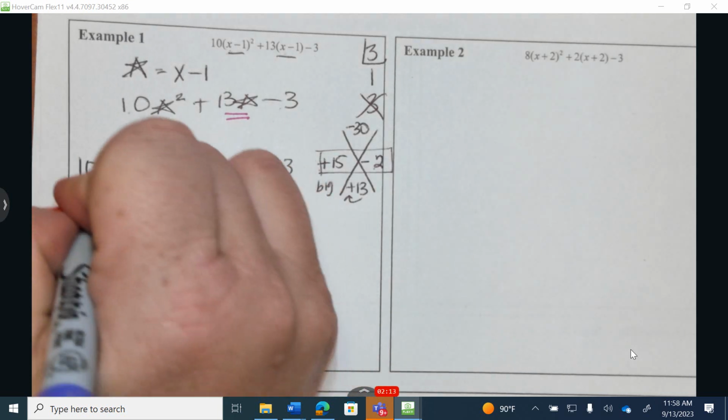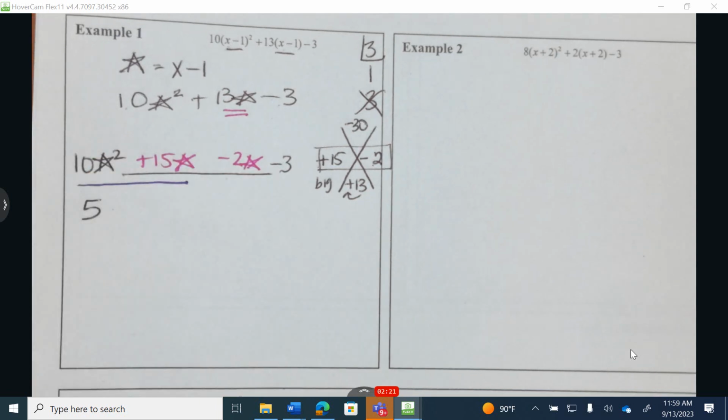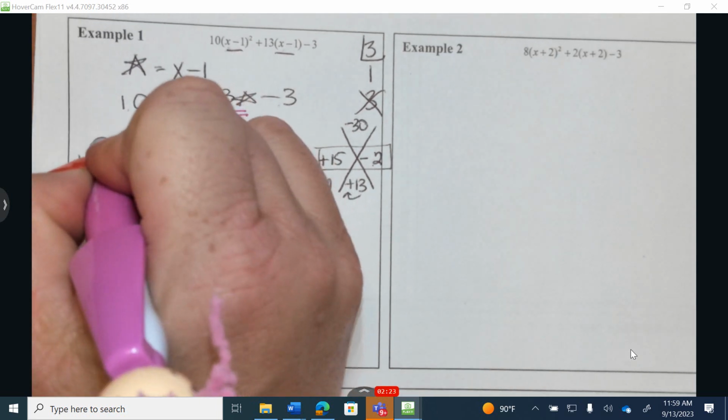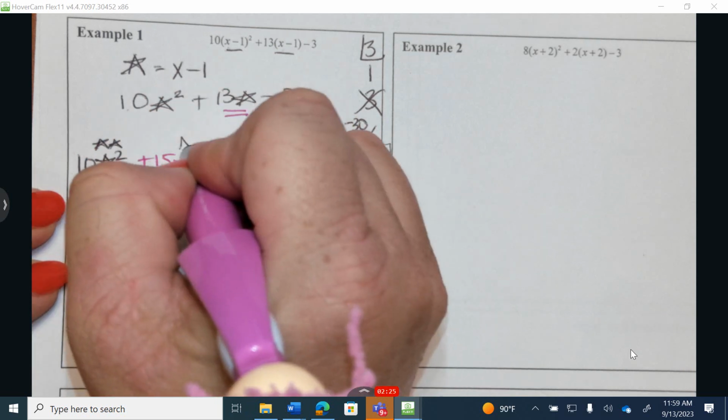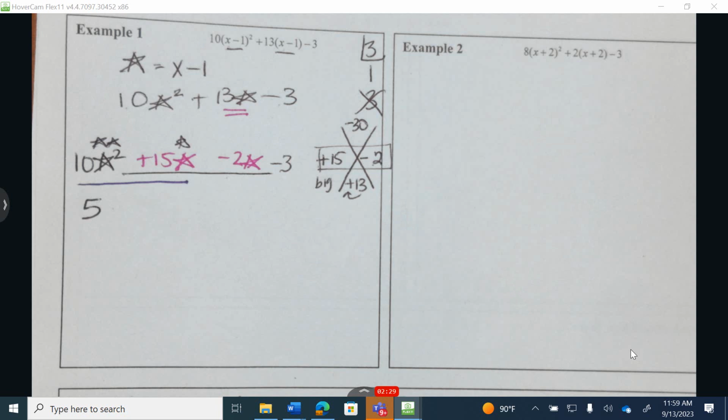Okay, let's underline the first two terms. What can I factor out of 10 and also out of 15? Okay, that's right, but there's something more I can take out. Because if you don't see this, this has 2 stars and this has 1, right? Can you guys see that? That means 2 stars, this means 1. So what's the most I can take out of the first two terms?